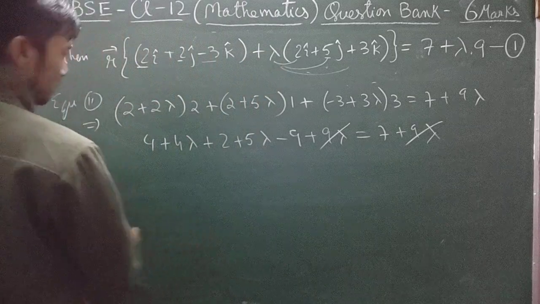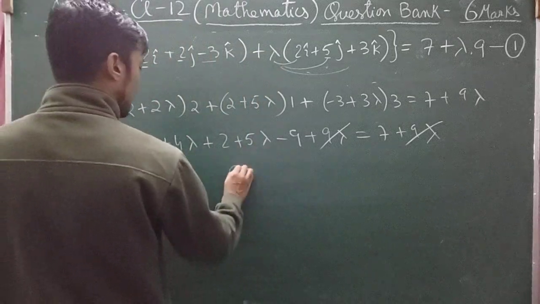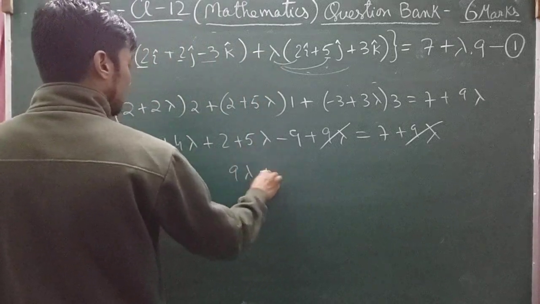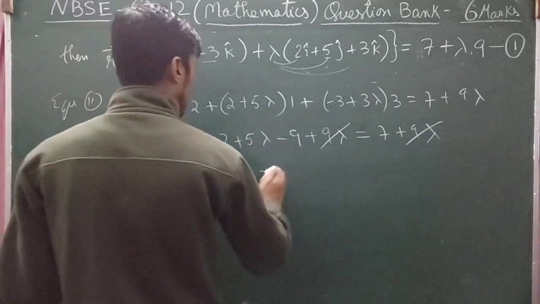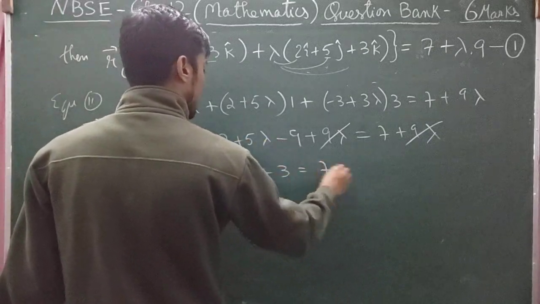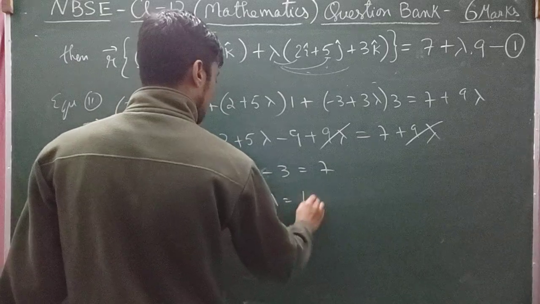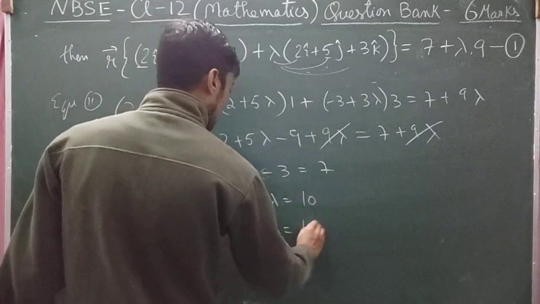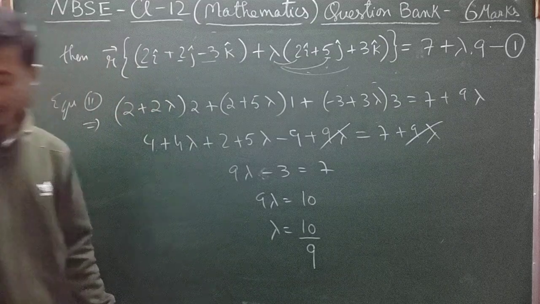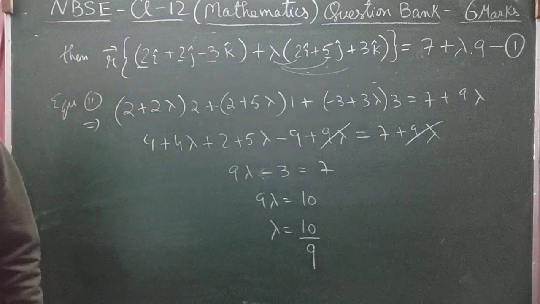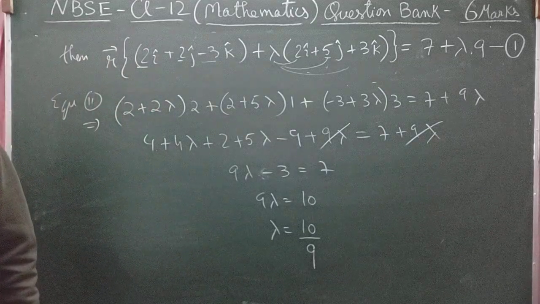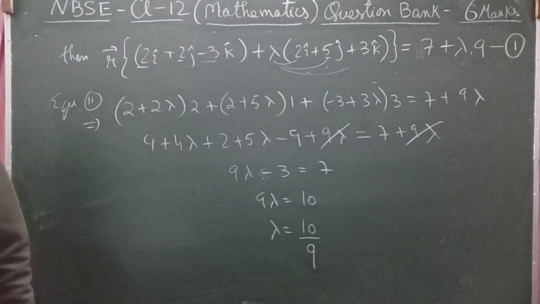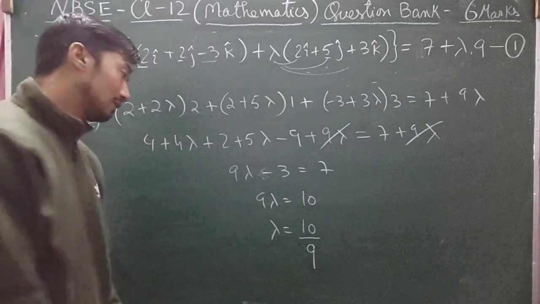Then what are we left with? Here we are left with 9 lambda again. Here 4 plus 2, 6 minus 3, minus 3 equal to 7. So 9 lambda equal to 10. Lambda equal to 10 by 9. So we have our value of lambda, which was missing for us. Alright, so now we have the value of lambda.